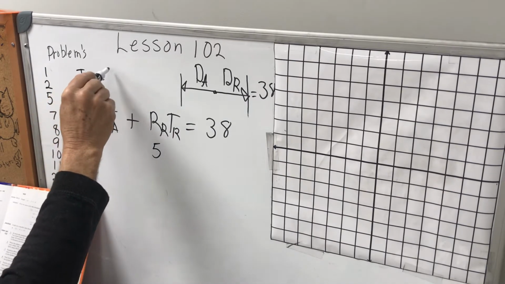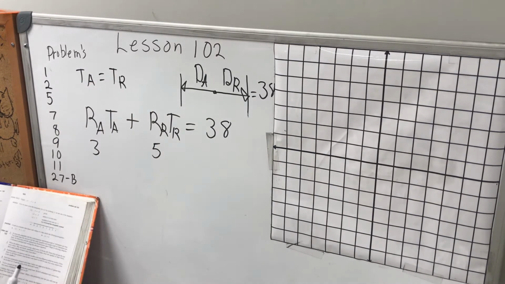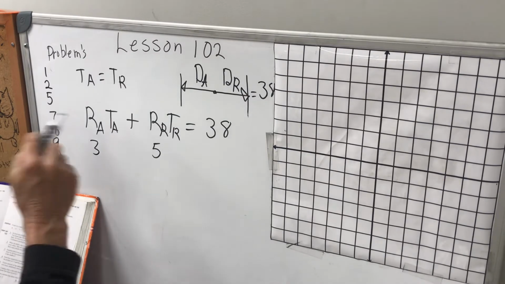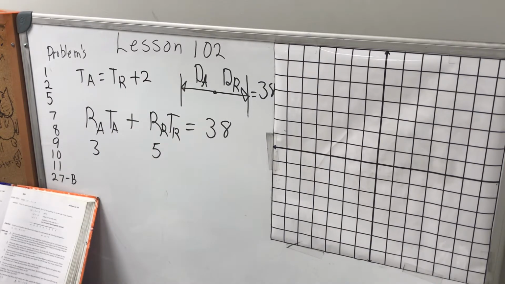Time of A equals time of R, and there must be some difference. The armadillo left at noon, which is 12 o'clock, and 2 hours later the raccoon left, so he left at 2. There's a difference of 2 hours here, and the raccoon needs 2 hours to have these equal the same amount. Because he left 2 hours later, we have to add 2 to him to make him equal. Okay, now we have TA equals TR plus 2.